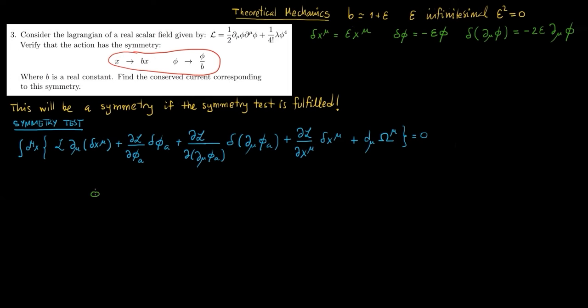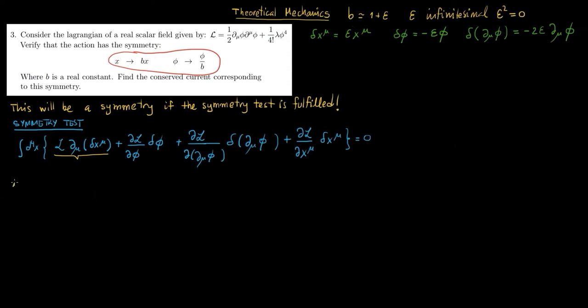In our case, we only have one field. Therefore, there is only one value for this index, for the index A. So we can delete this index and this one too, because we are working with a scalar field. Now let's make a first attempt, assuming that omega is 0. Let's see if it works. Let's delete it.